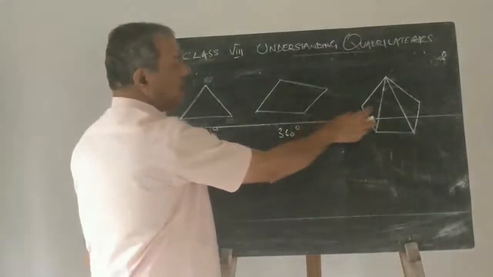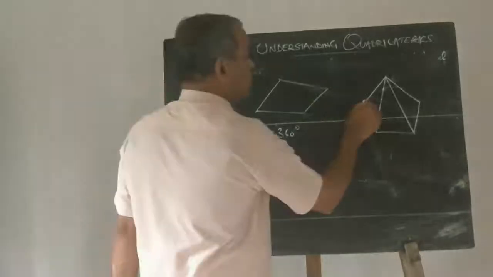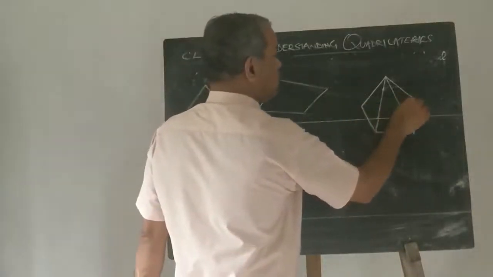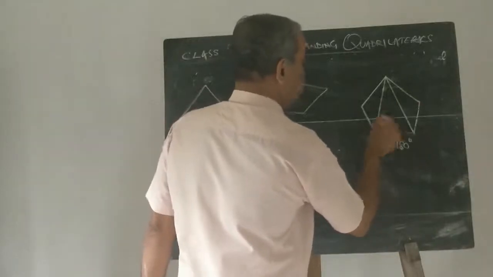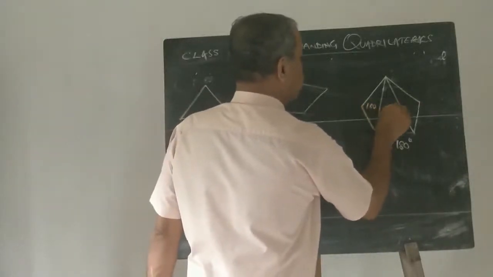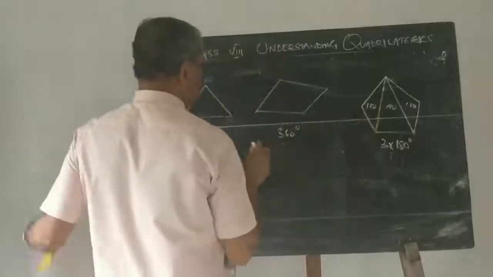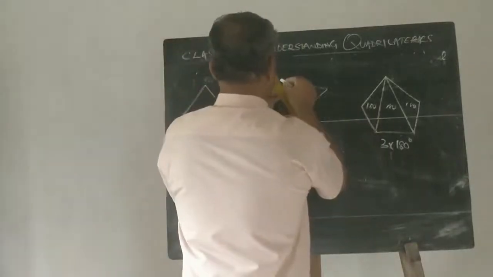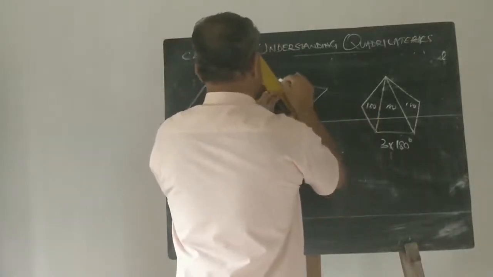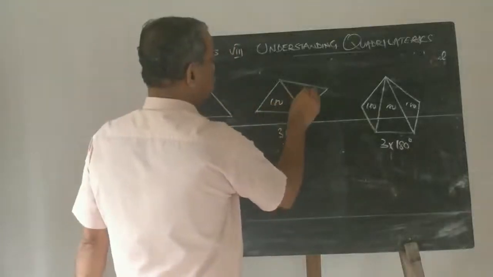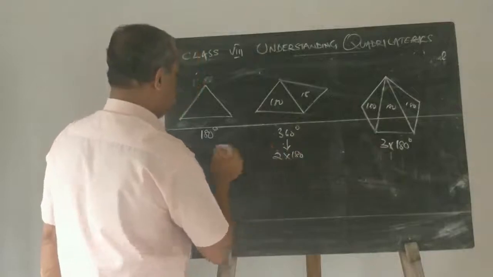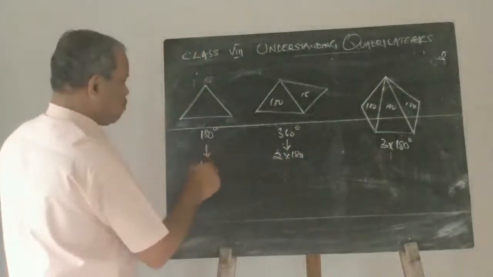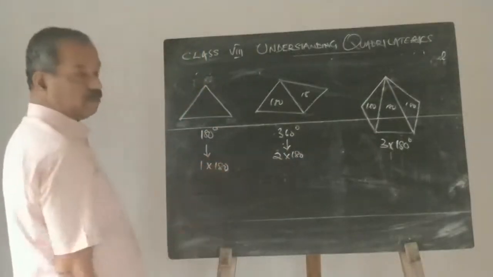Now let us apply the angle sum property of triangle. Here 180 plus 180 plus 180, that is 3 into 180. Here by drawing the diagonal, we get 180, 180, 360 means 2 into 180. Here 180 means 1 into 180.